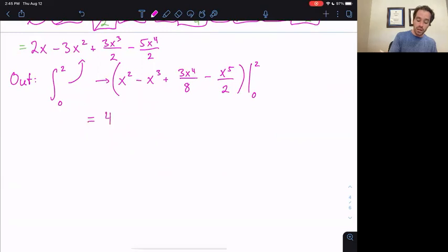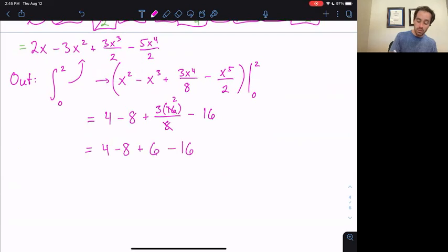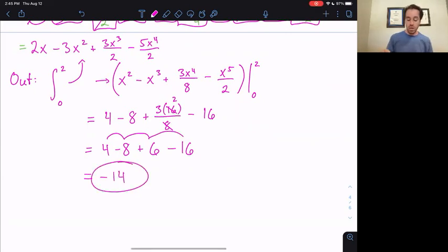And our result finally is 4 minus 8 plus 3 times 2 to the 4th power, which is 16, over 8, minus 2 to the 5th power, which is 32, but 32 divided by 2 is, of course, 16. 16 and 8 cancel down to a 2, and it's all whole numbers, which is very nice. 4 minus 8 plus 3 times 2 is 6, minus 16. 4 minus 8 is negative 4, plus 6 is 2. 2 minus 16 is negative 14. This would probably be classified as a medium difficulty problem.